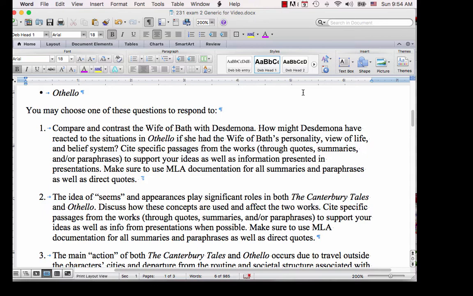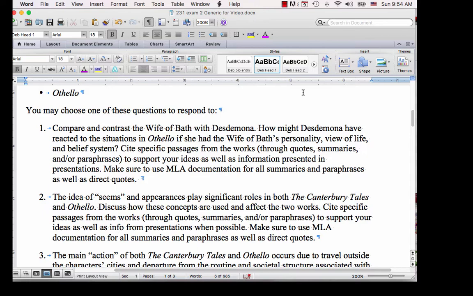But the bigger picture, of course, is that the Wife of Bath tells us in her prologue how she reacts when her husbands accuse her of being unfaithful. And of course, we see how Desdemona reacts when she finds out that Othello thinks she's been unfaithful. They don't react the same ways. Okay? So that should give you an idea of how to approach this question.